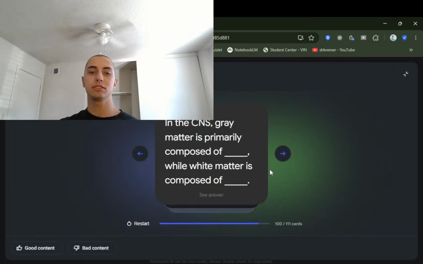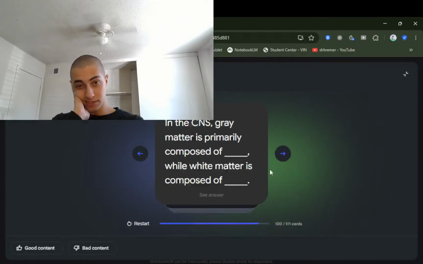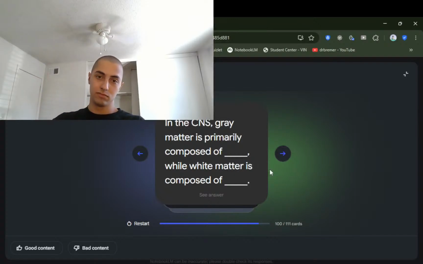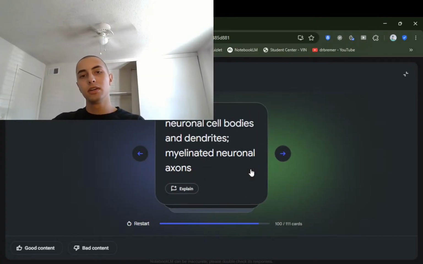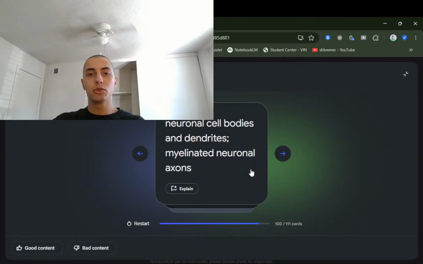In the CNS, gray matter is primarily composed of blank, while white matter is composed of blank. I'd say gray matter. One of them's probably neurons and one of them's probably astrocytes. No. Gray matter is primarily composed of neuronal cell bodies and dendrites, while white matter is made of myelinated neuronal axons.